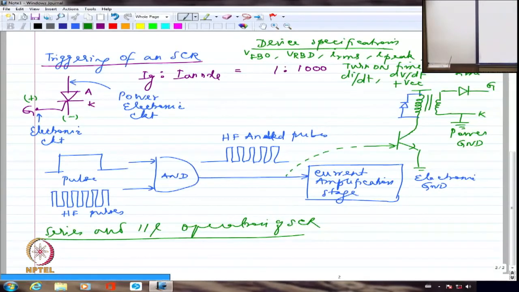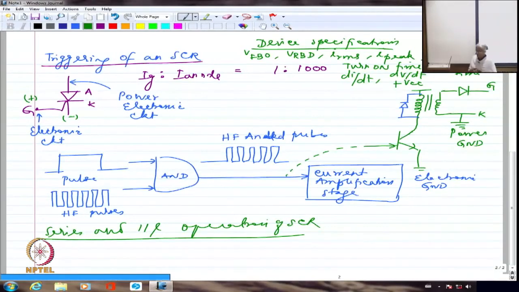Similarly, dv by dt, because while turning on, I'm going to have from a large voltage, it will come down to 0 voltage or very low voltage. Similarly, when I'm turning off, it will go from a very small voltage suddenly to a large voltage, right? So in both the cases, it should be able to withstand. So dv by dt limits are generally given.